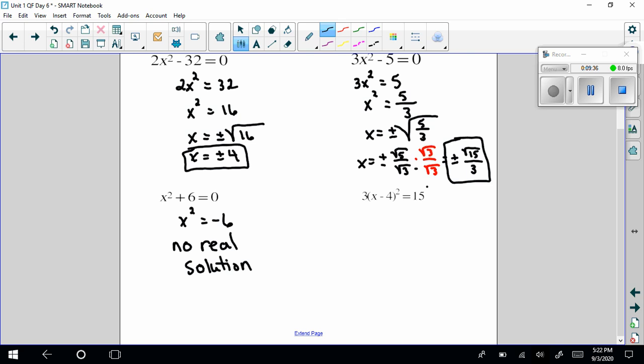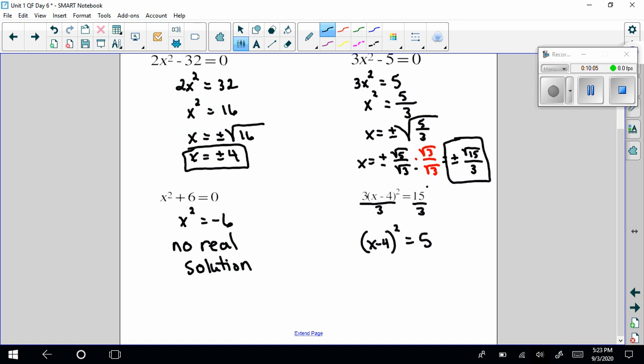Okay, so this one, if you go ahead and set it equal to 0 and subtract that 15, you should see that it's going to be in vertex form. So in this case, this is probably the only situation where you don't want to make it equal to 0. So the easiest way to do this is divide both sides by 3. So I get x minus 4 squared equals 5.